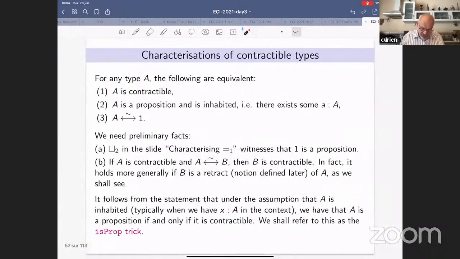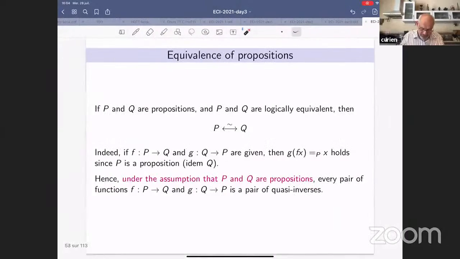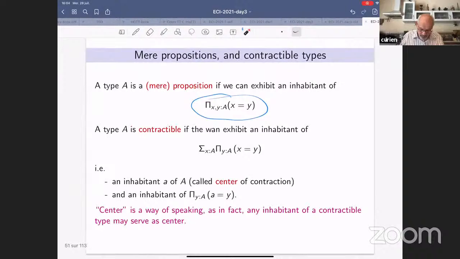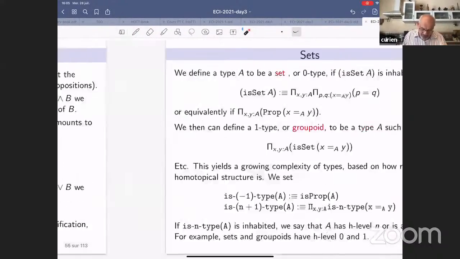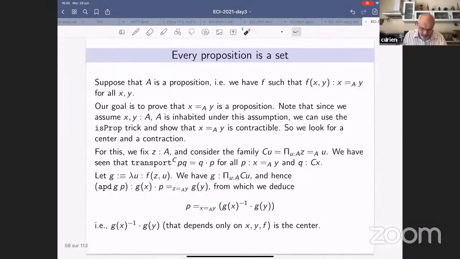And we will look for a center and for a contraction. I didn't mention this name, but in the definition of contractibility, I say that this is a center, and the function that goes together with the center, I call it the contraction, because it is the function that witnesses that it is really a center. So what we need is to find a center and a contraction to show that this is contractible. So how are we going to do this?